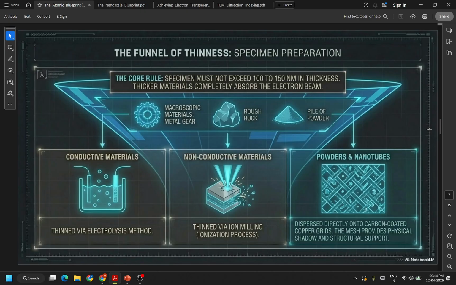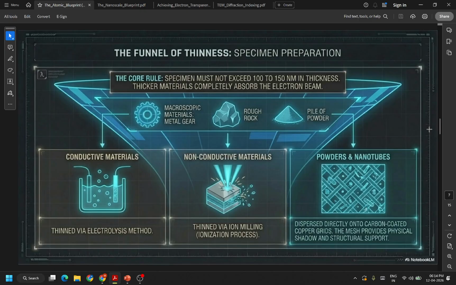So let's say if you have macroscopic materials like metal, they are thinned by the electrolysis method. If you have materials like rocks, they are thinned down using a non-conductive method such as ion milling. Or if you have powder, then it is dispersed directly onto carbon coated copper grids. The mesh provides physical shadow and structural support.